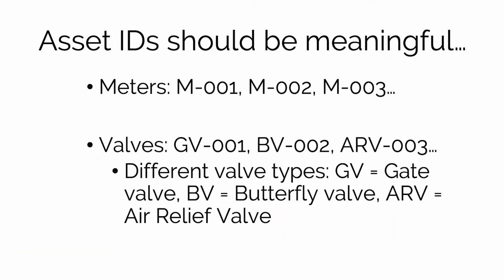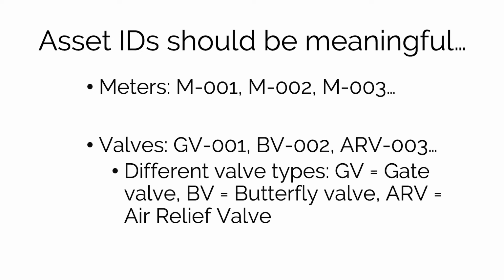I said that asset IDs should be meaningful. There are a lot of different ways you can do asset IDs. I've seen places that just do straight up numerical. They start from 1 and work their way up. I like to do asset IDs that have initials with them that give me an idea about what I'm talking about. So, starting meters with M, valves, maybe with an abbreviation that indicates the kind of valve it is, like GB for gate valve, BV for butterfly, and ARV for air relief valve. These are just examples. These are not the only ways you can do it.